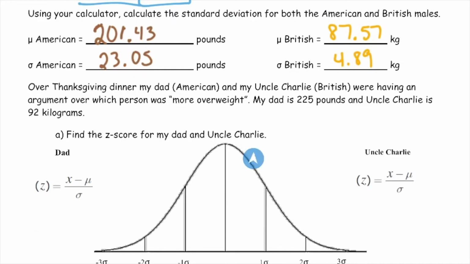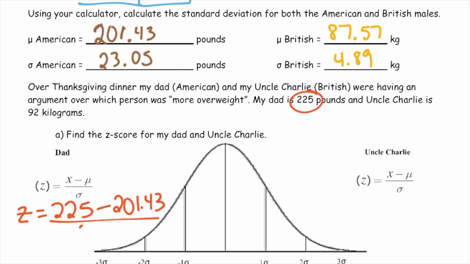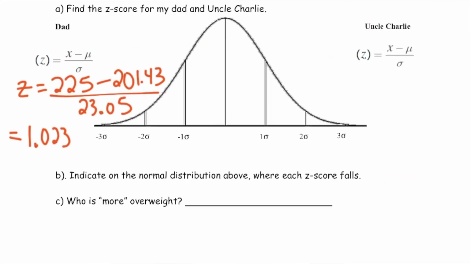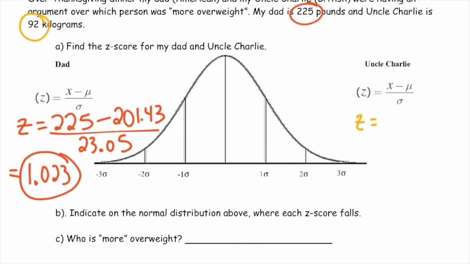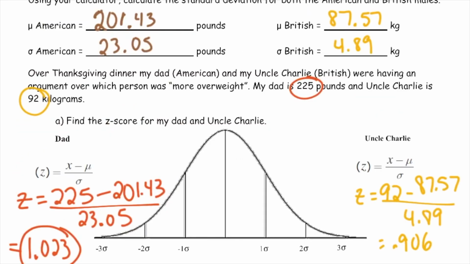So rather than filling out this normal curve with both the American situation and the British situation, let's just compare their z-scores. For our dad over here, his z-score is going to be his weight, that's the x, minus the mean of Americans divided by the standard deviation of Americans. So I found his z-score to be 1.023. Let's do the same for our Uncle Charlie. Uncle Charlie is 92 kilograms, and I found Uncle Charlie's z-score to be 0.906.